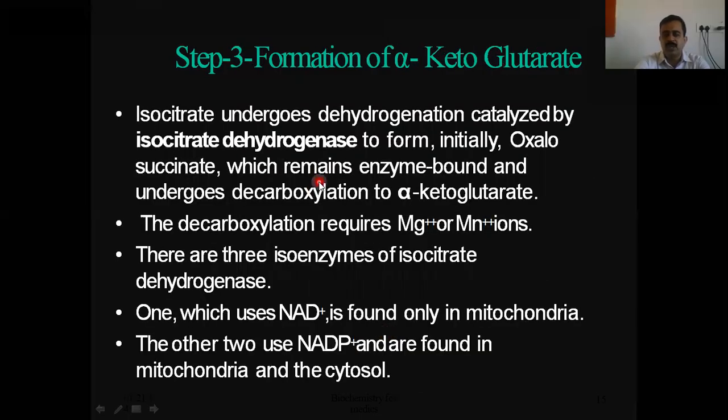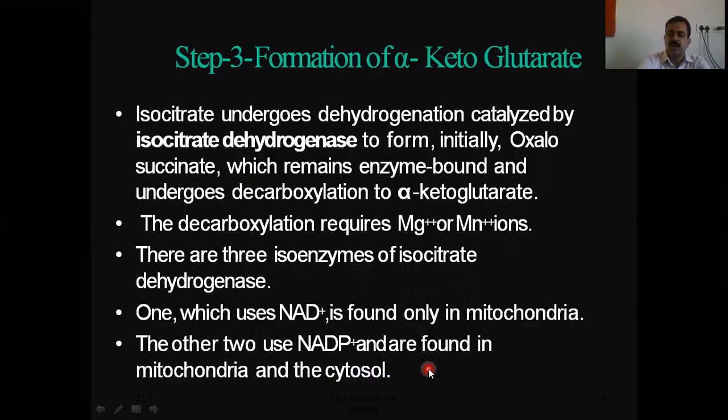The next step is formation of alpha-ketoglutarate. Isocitrate undergoes oxidation catalyzed by isocitrate dehydrogenase to form initially oxalosuccinate, which remains enzyme bound and undergoes decarboxylation to alpha-ketoglutarate. The decarboxylation requires Mg++ or Mn++ ions, and there are three isoenzymes of isocitrate dehydrogenase. One of which uses NAD and is found in mitochondria. The other two use NADP and are found in mitochondria and cytosol.